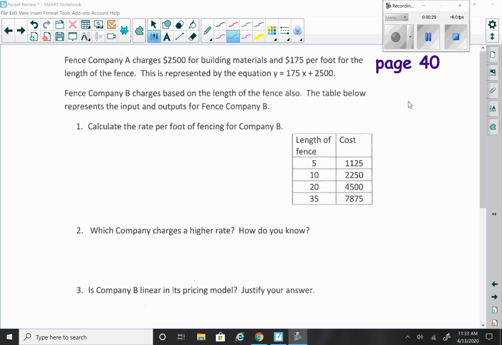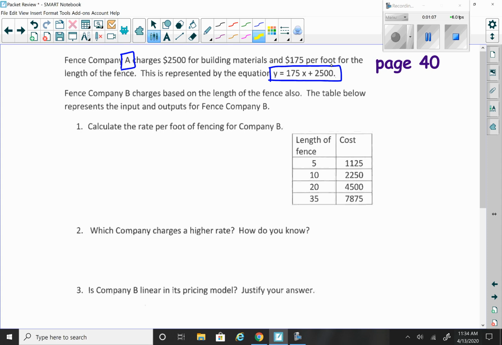It says fence company A charges $2,500 for building materials and $175 per foot for the length of the fence. This is represented by the equation 175x plus 2,500. So again, this is company A, and they actually gave us the equation, which is kind of nice. Again, we know that the 2,500 is our y-intercept. That's your starting point. That's the upfront fee. And then the 175 is your slope or rate because it's per foot. So every foot of fence, they're going to charge them $175. So that's your rate or rate of change or slope.